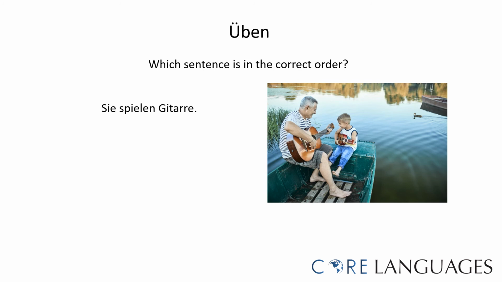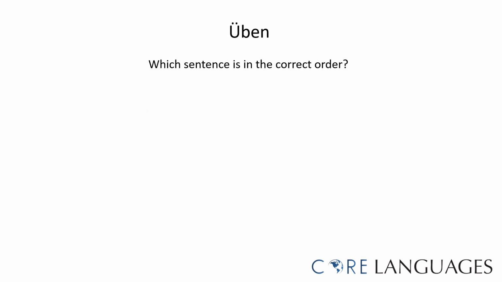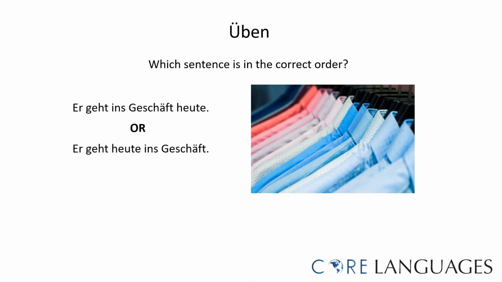I could, however, begin the sentence with Gitarre, the object, but then the subject would slip behind the verb. And the correct sentence in inverted word order would be Gitarre spielen Sie. How about this example? Er geht ins Geschäft heute. Or er geht heute ins Geschäft. Think of the tea camel, Teekamel. Time usually comes before place, so the correct sentence is er geht heute ins Geschäft.